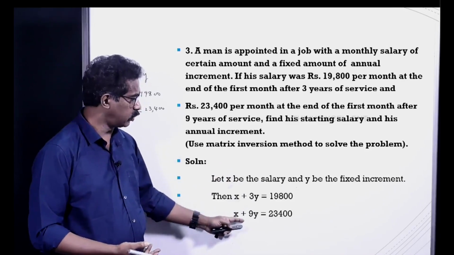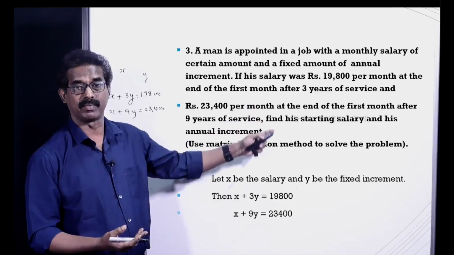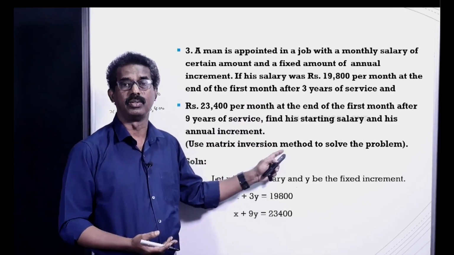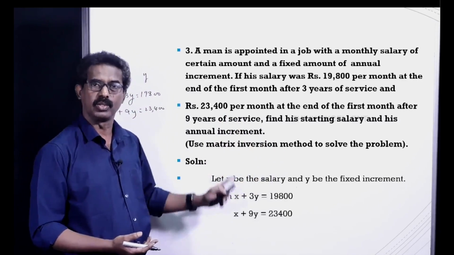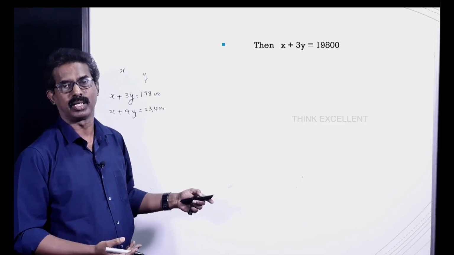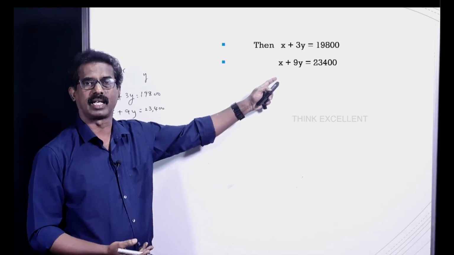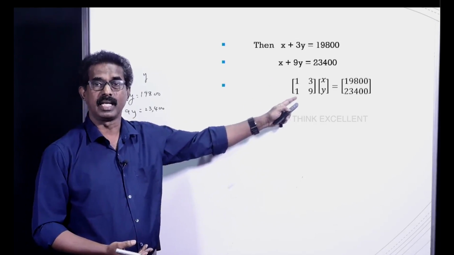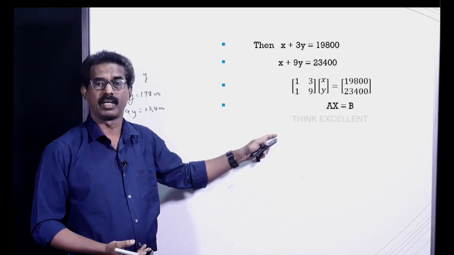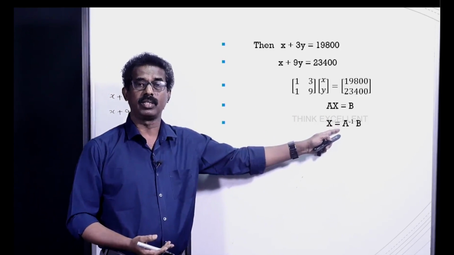So after getting the two equations, we have to solve them. You can solve in any method, but here they specified: use the matrix inversion method. If they specify, you have to use only that method, okay? So these are the two equations. We check whether they are in the correct form. Yes, they are in the correct form. Write the matrix equation AX equal to B. Then what's the formula for X? X is equal to A inverse into B.